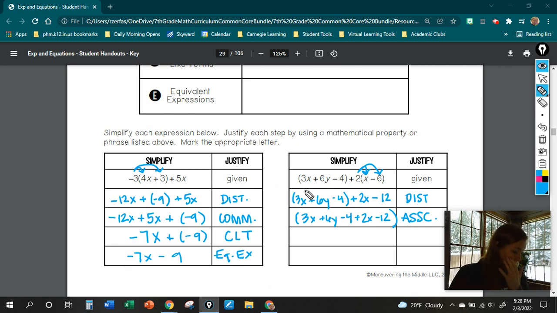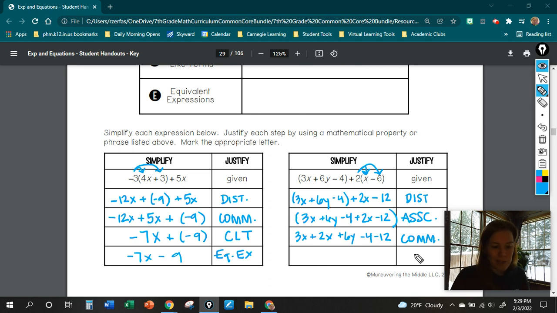And now I am able to rearrange some of my values so that I can get things that are alike close to each other, like 3x plus 2x. Those are both my x's. And then I see 6y by himself. And then I've got negative 4 and negative 12. So what allows me to move numbers around is the commutative property. That's what allows numbers to commute, to travel, to move around, commutative.